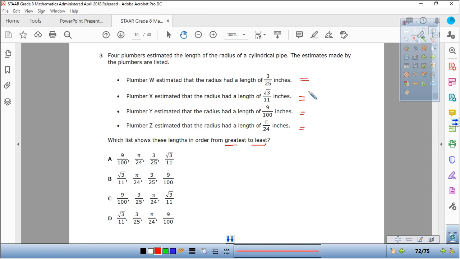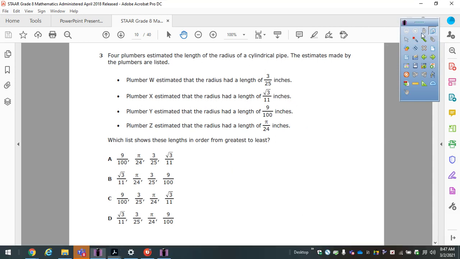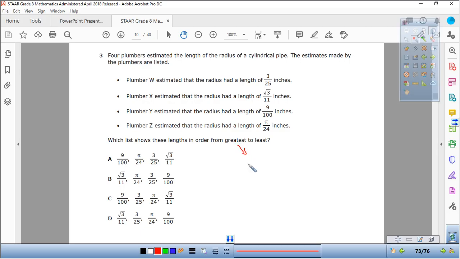Now, when it comes to this part, it's really easy. There's no thinking in what I'm going to show you. Now, remember this, it wants greatest to least. So this is what I'll do as a little trick. I'll go from a great number to a little number, and you can see that's going down, that's descending.